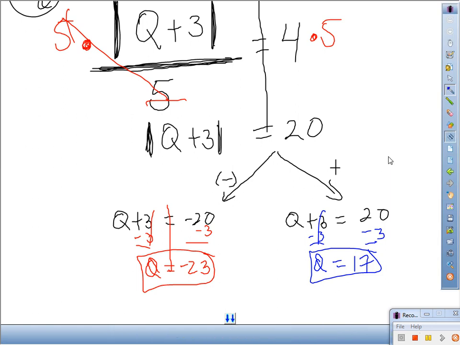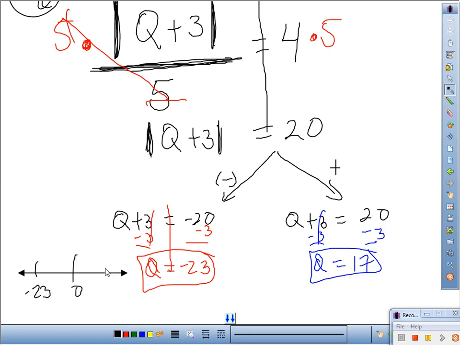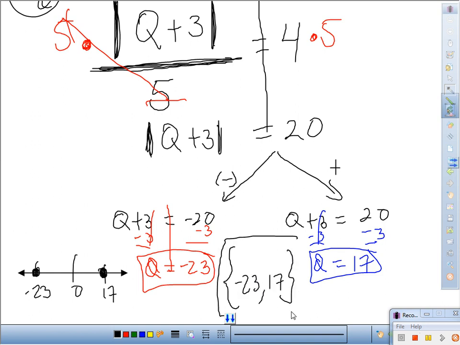Am I done? No, let's plot this. Negative 23 and 17. Did I plot? No, I need the point. And the point. Does everybody get my point? See what I did there? No? Or my point? Here we go. Are we done? No. Solution set: negative 23 comma 17. This is what I want to see. Does everybody see what I'm talking about? Yeah.